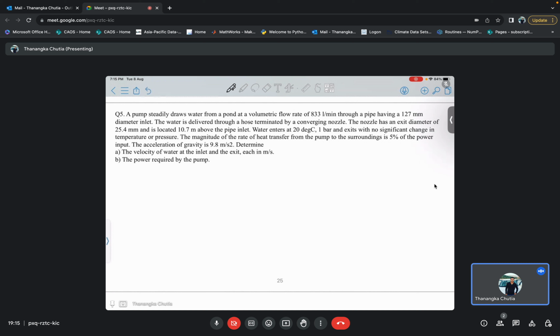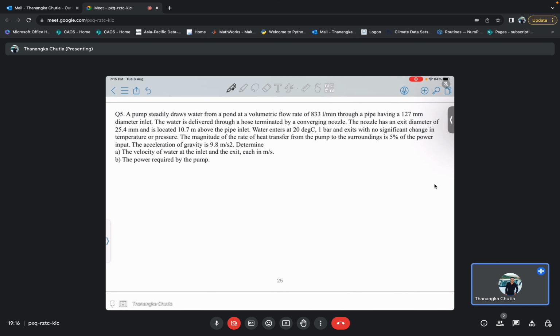Next is what? A pump steadily draws water from a pond at a volumetric flow rate of 833 liters per minute through a pipe having a 127 millimeter diameter inlet. Water is delivered through a hose terminated by a converging nozzle. The nozzle has an exit diameter of 25.4 millimeter and is located at 10.5 meter above the pipe inlet.